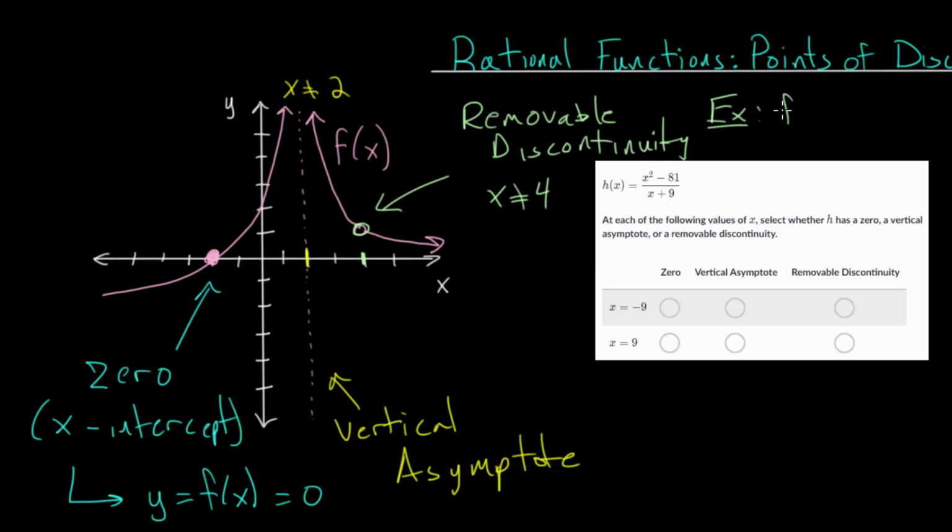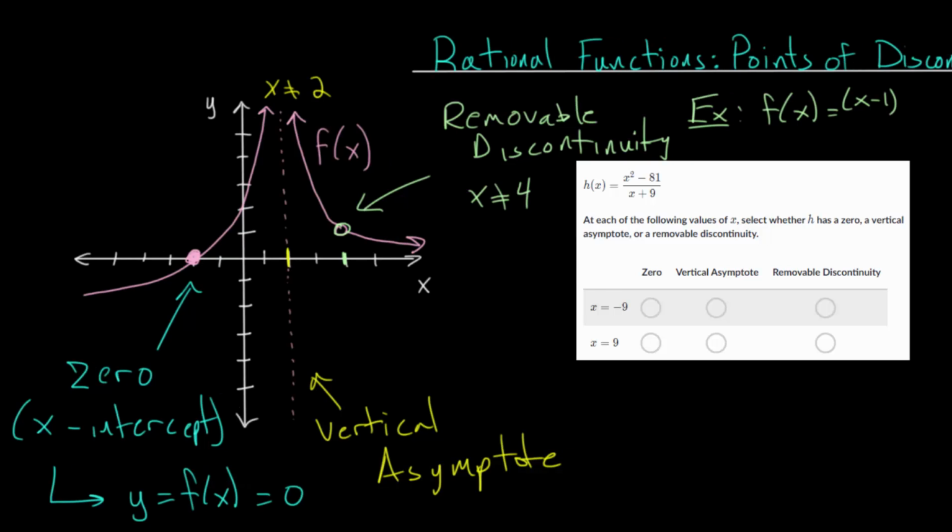Let's say f of x is equal to x minus 1 times x minus 4 in the numerator, and the denominator is also x minus 4. So you can see if you plug 4 into our denominator here, you end up with 0. But if you plug 4 into the numerator, you also get 0 up top. So this is what we call an indeterminate case, where you have 0 divided by 0.